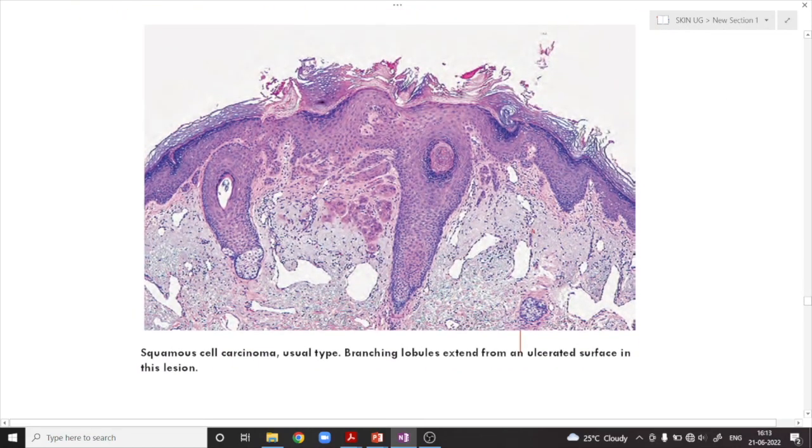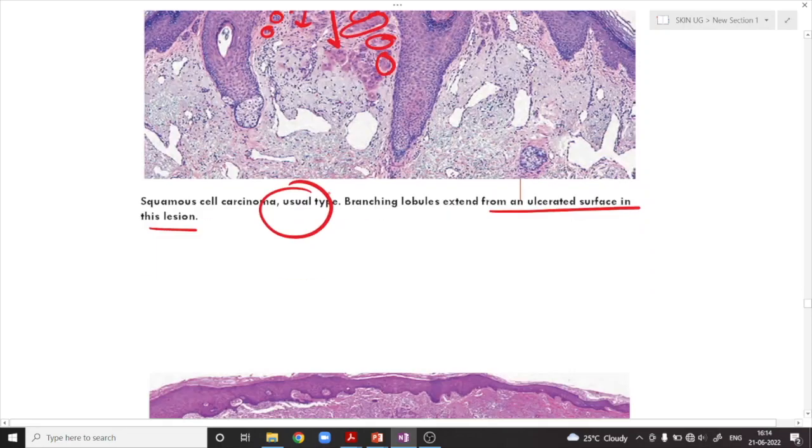Now this, if you see, is the early stage of squamous cell carcinoma, wherein you can see this is the basement membrane, and you can see islands of tumor cells have started to invade. This is the area of ulceration over here. Okay, so over here already the invasion has started. So this is basically the squamous cell carcinoma of usual type. You can see the branching lobules extending from an ulcerated surface in this lesion, and already the invasion can be seen over here.